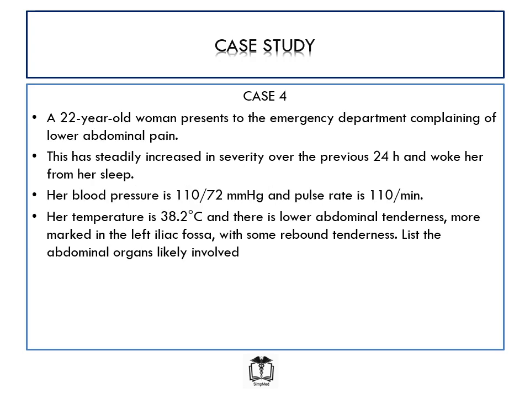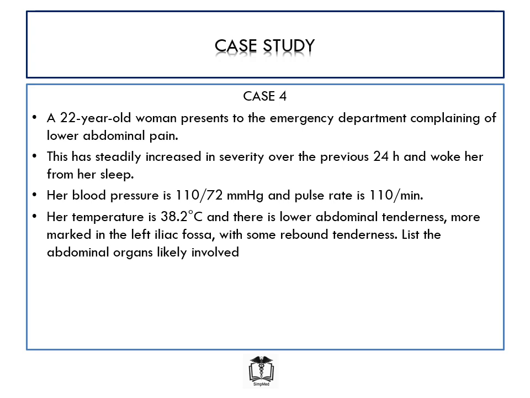Case four, we have a 22-year-old woman that presents to the emergency department complaining of lower abdominal pain. This has steadily increased in severity over the previous 24 hours, and she woke up from sleep as a result of it. Her blood pressure was 110 over 72 millimeters of mercury, and pulse was 110 per minute. She had temperature spikes of 38.2 degrees centigrade. The pain is said to be located at the lower abdomen.